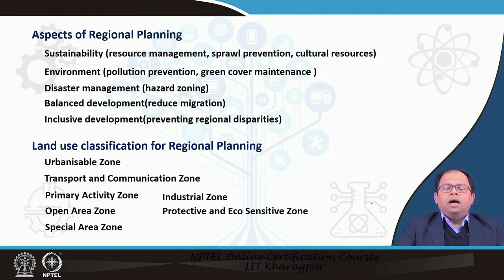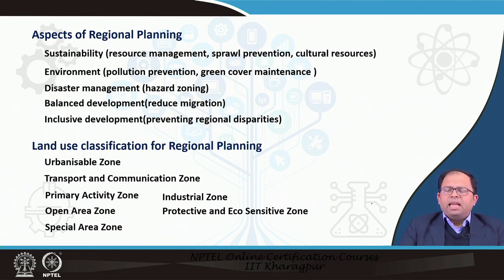For example, if the green cover is reducing in a particular region, that needs to be taken care of in a regional plan. Then pollution prevention in this region, like the entire watershed getting polluted by heavy metal contamination, or depletion of groundwater resources. That could only be taken up in a regional plan, because it may not be a local problem. It may be a problem spread across a region. Then there is, of course, disaster management. Disasters don't happen only to a particular urban local body. So that also has to be taken care of in a regional plan.